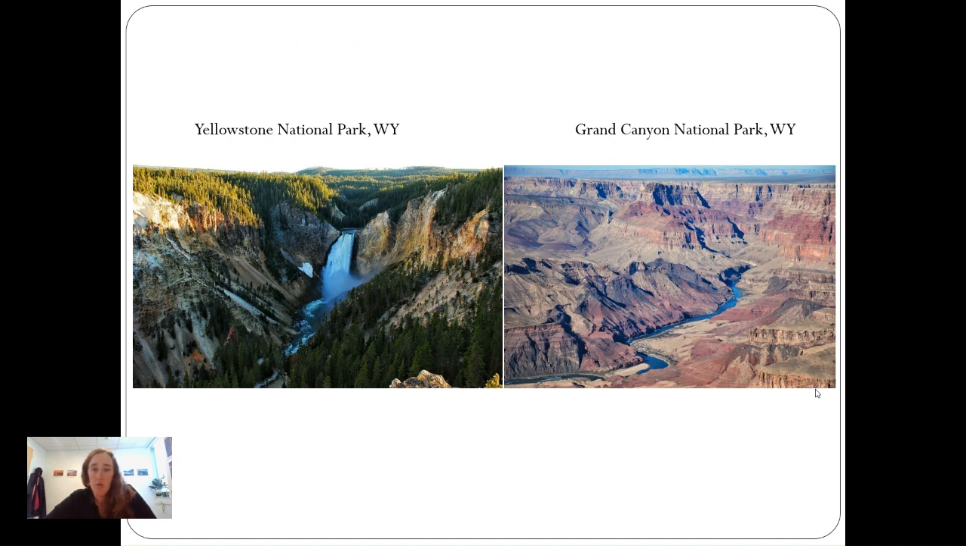Just to give you a couple examples from some national parks of where streams have carved out some beautiful landscapes. This is Yellowstone Falls in Yellowstone National Park. And on the right side, we have the Grand Canyon and the Colorado River flowing through the Grand Canyon in Grand Canyon National Park. I don't know why I put Wyoming, it's in Arizona.